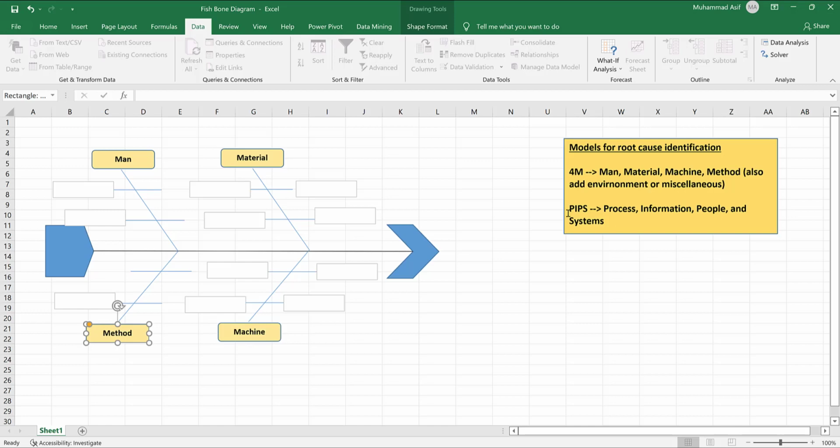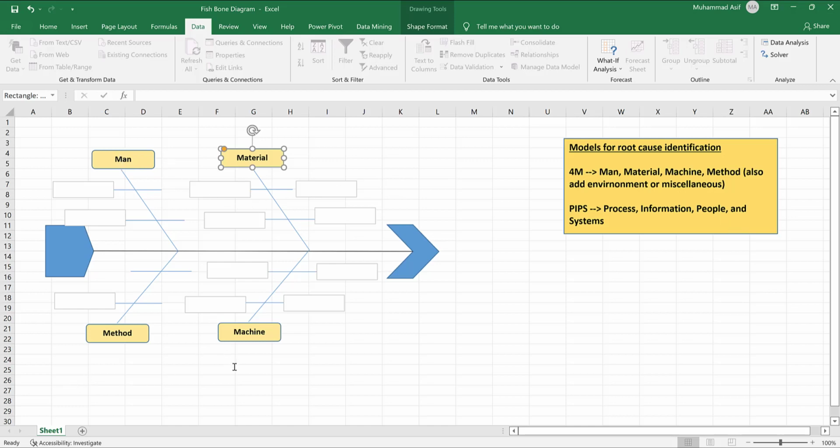Similarly, if we use the other framework, that's PIPS, then process could be one way that can contribute to problems. So if we use here process, then we will find out all those factors that belong to process, and we will try to go in depth as much as possible to find the root cause of the problem. Then next thing is information, and that information could be information about process or management related information, etc. Then people, we discussed it earlier in man category.